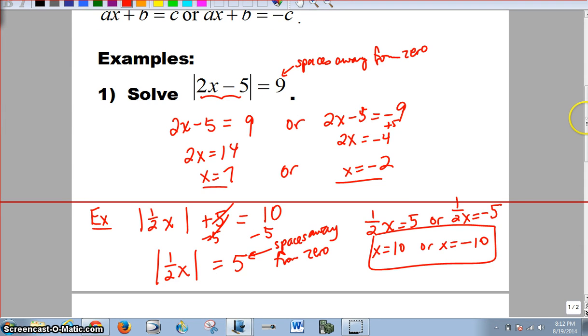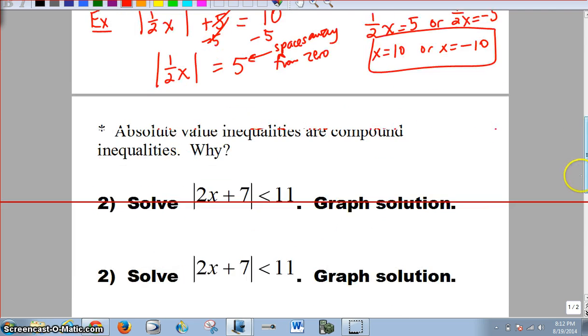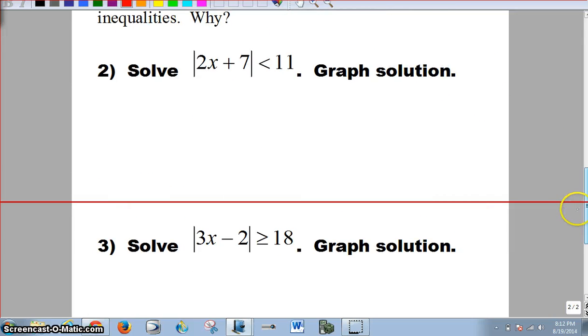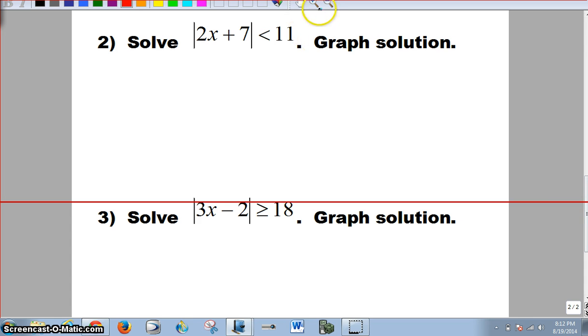Okay, sorry. The absolute value inequalities. Okay, so it says that the absolute value of 2x plus 7 is less than 11. Remember, this 11 represents spaces away from 0. So, how many ways can we be less than 11 spaces away from 0?